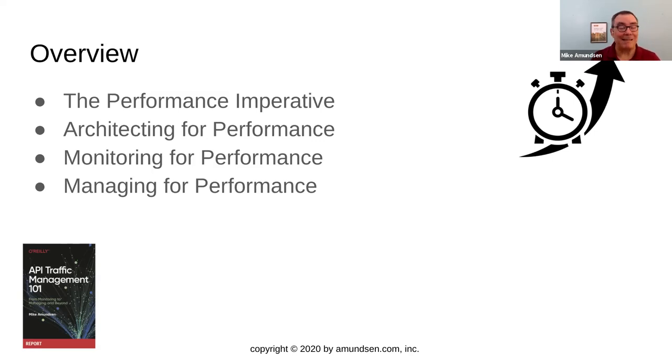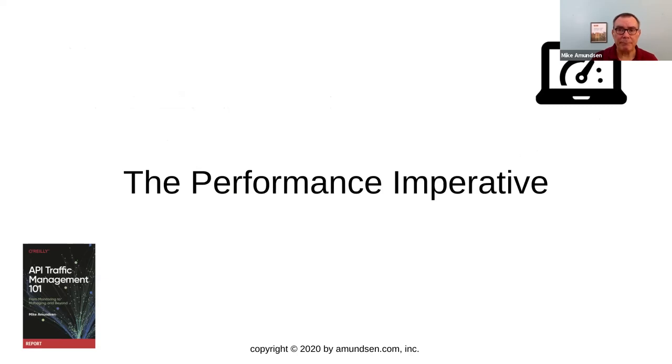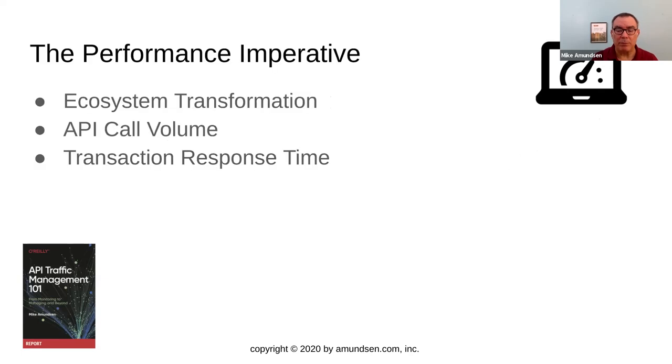So it's more than just a single API, it's hundreds of APIs. It's millions of transactions for thousands of services. How do we deal with that? But before jumping into that, let's just talk a little bit about this thing called performance imperative. Really, there are three elements I wanted to talk about in this sort of vital change that we're seeing happening in lots of API organizations.